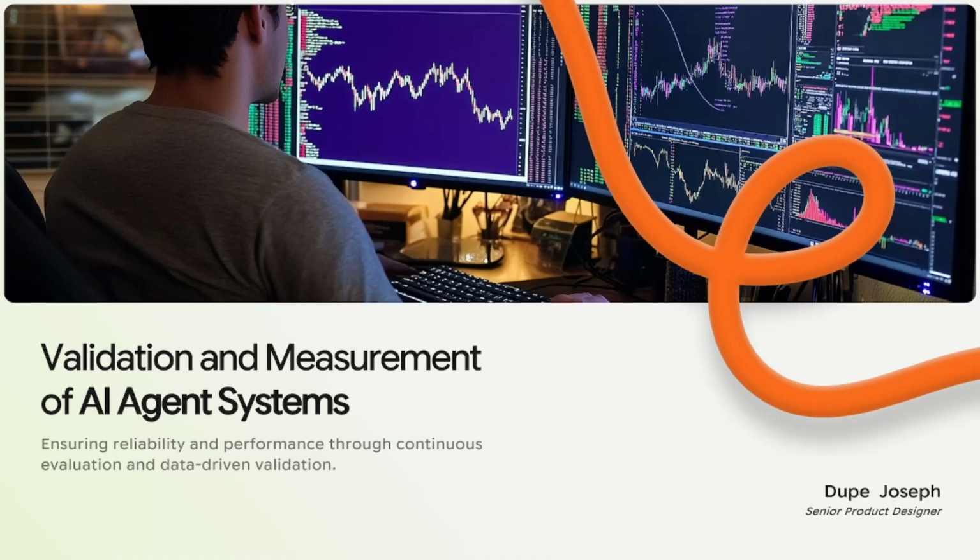Welcome to this lesson. In this lesson, we want to look at validation and measurement of AI agents. In the last lesson, we looked at learning in agentic systems, where we also discussed parametric and non-parametric. Now let's look at how you can validate and measure your AI agent in production, ensuring reliability and performance through continuous evaluation and data-driven validation.